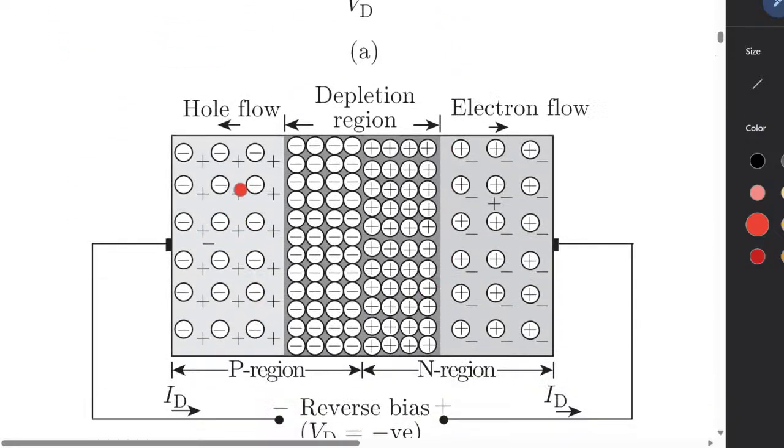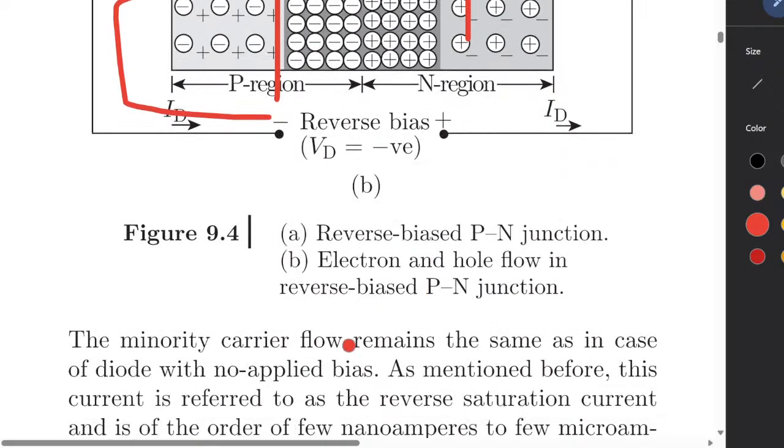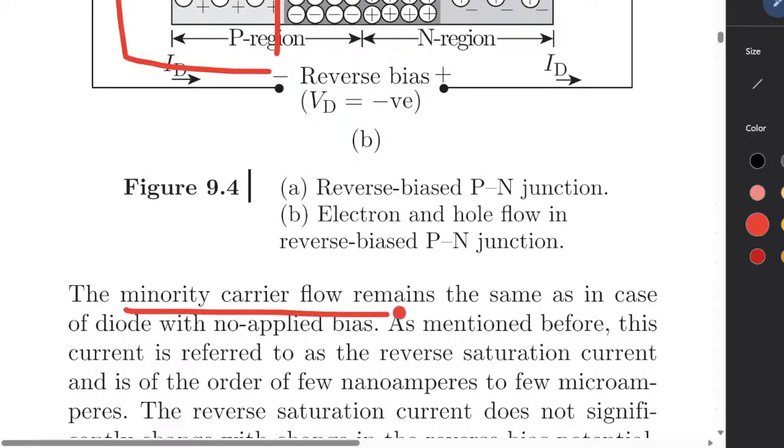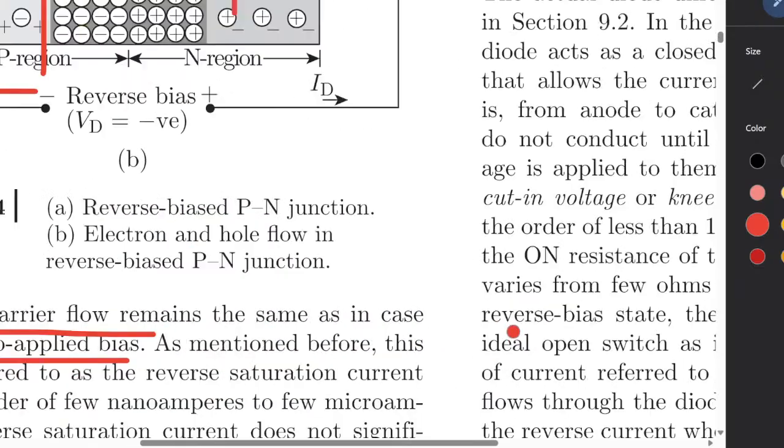We see that because the negative potential is applied here, the holes flow in this direction, and because positive voltage is applied here, the electrons flow in that direction. So the depletion region increases, and the minority carrier flow remains the same as in the diode with no voltage applied. So the reverse saturation current does not significantly change with the reverse bias potential.